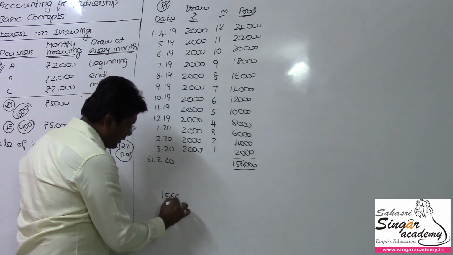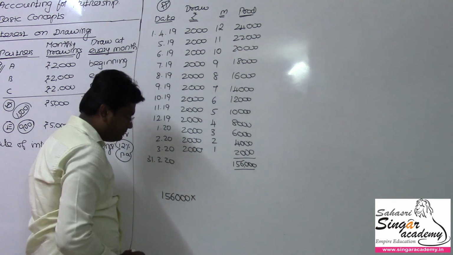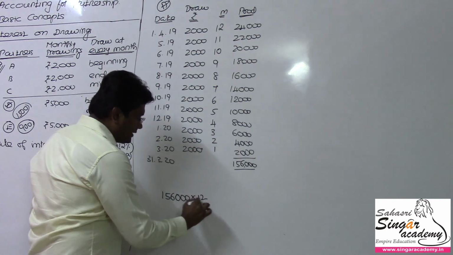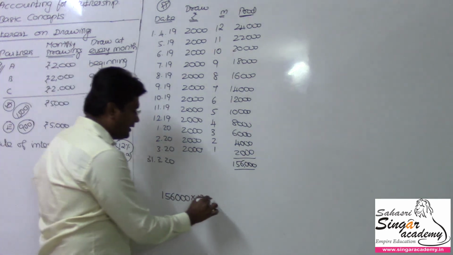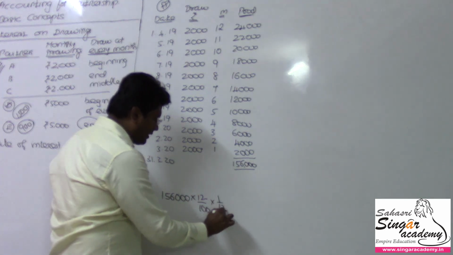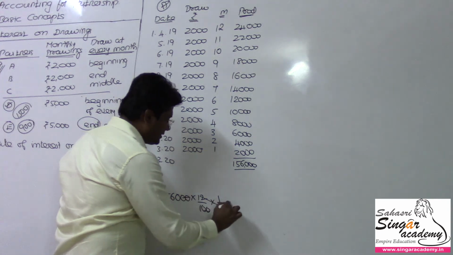Now I am going to calculate the interest for this sum. 1,56,000 multiplied by the 12% rate of interest. As it's the product method converted into months, we have to calculate interest for a month, so into 1 by 12. So the final answer is 1,560.